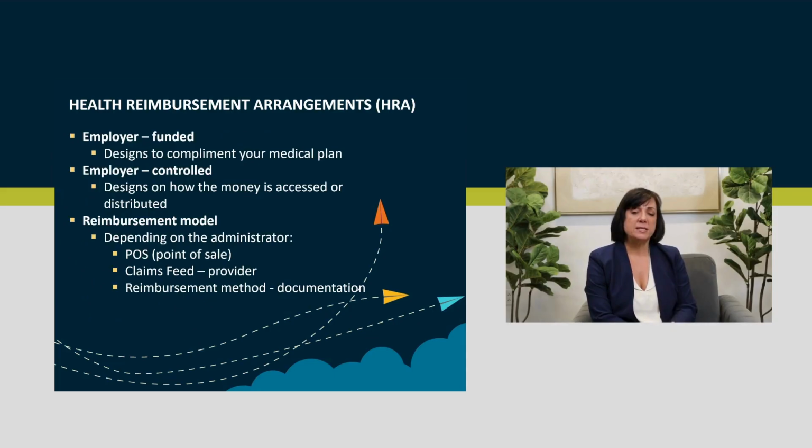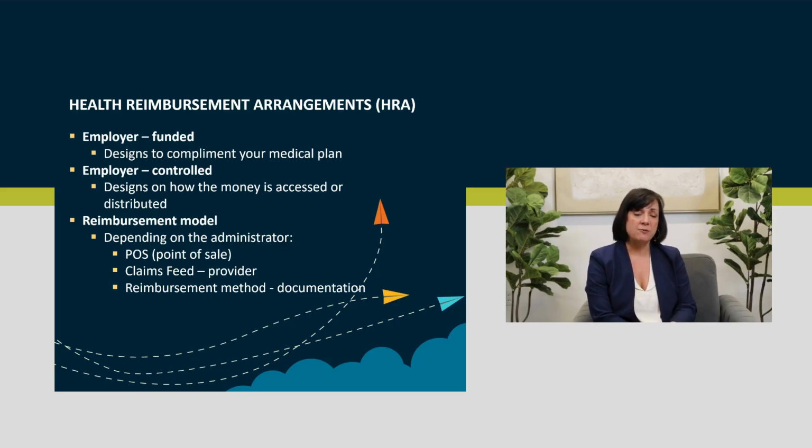So the employer-funded designs are there to complement your medical plan. So if your medical plan is set up, maybe not as a PPO where there's copays, but as a high deductible health plan, and the employer puts in an HRA, or that health reimbursement arrangement, so that they're paying the first portion of your deductible, or maybe you're responsible for $2,000 of that deductible, and then the employer's picking up the rest on the back end. This is how the employer funds that. That's part of the HRA. They design how the money is accessed or how it's distributed, whether that's upfront or on the back end.